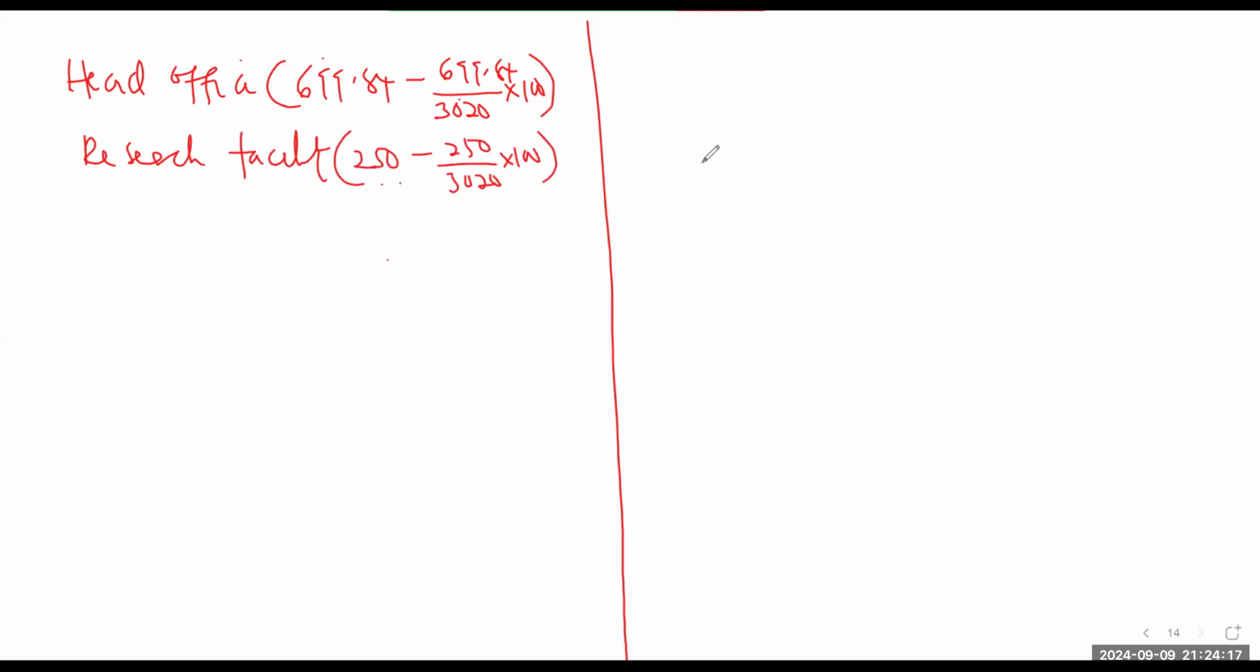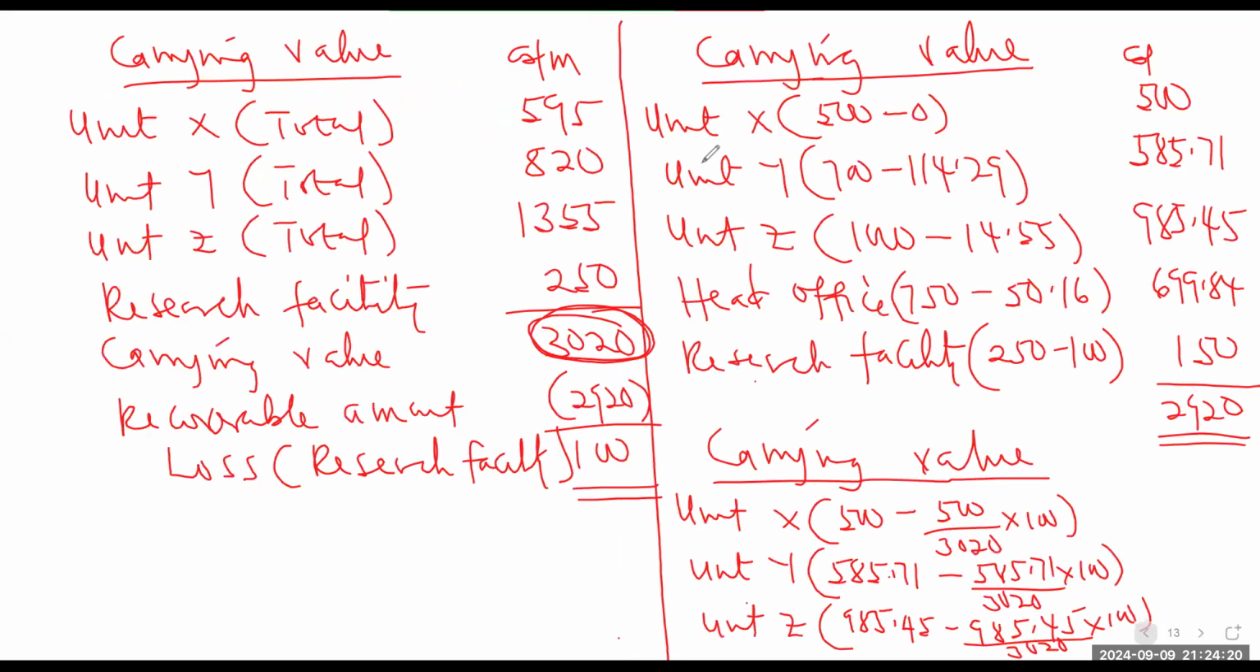Okay, so if you are using the second assumption, this is the one. After the first impairment, the total carrying value is this one, and these are the carrying values here. So use it to share based on the 3020.